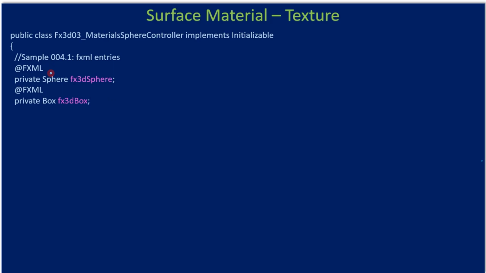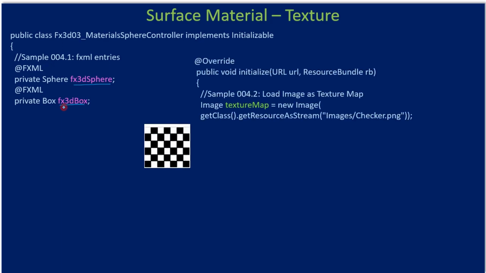So for this example, we will create two objects. One is a 3D sphere, which we will design in FXML using Scene Builder. After creating the sphere, we will make an FXML entry. Then we will create a 3D box. After that, if you see here in the initialize method, we are creating a texture map.